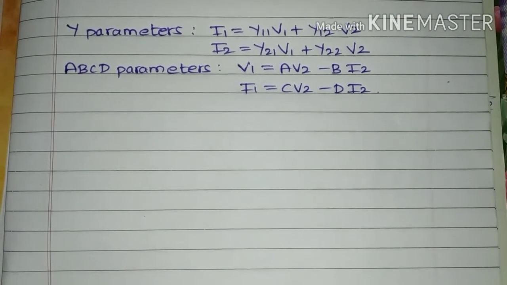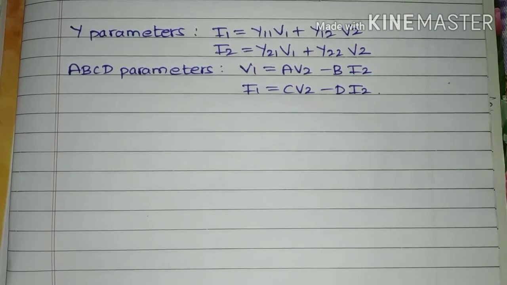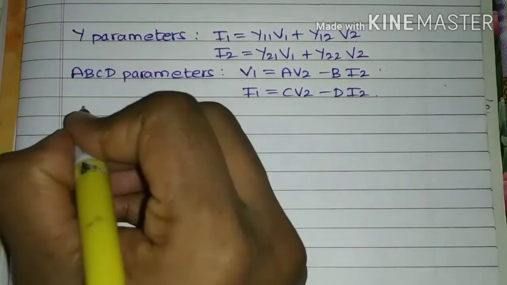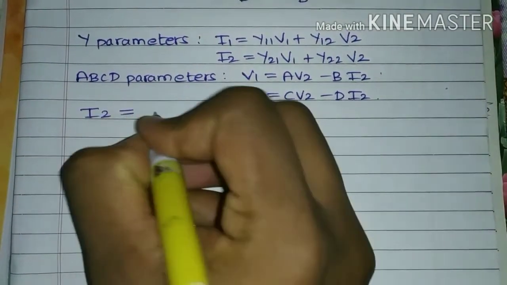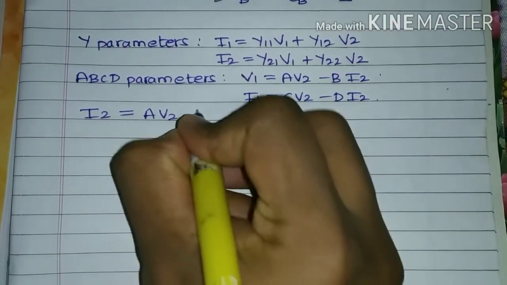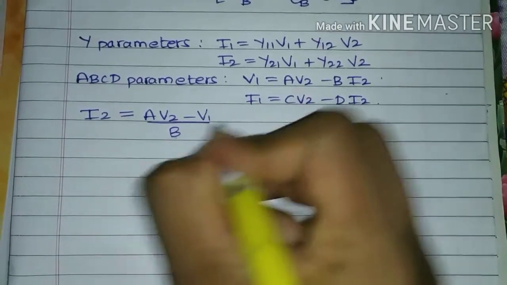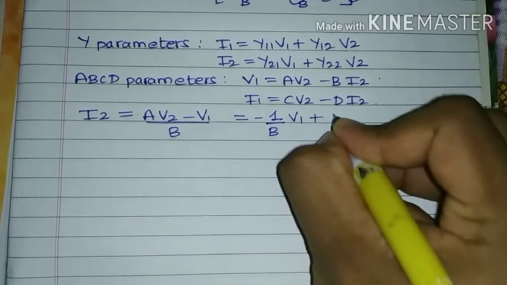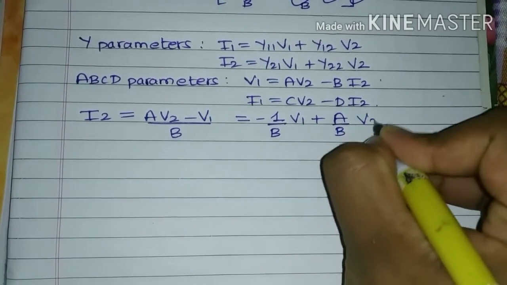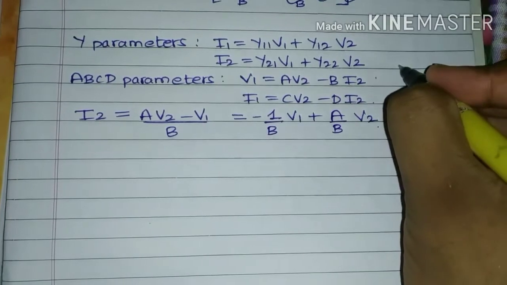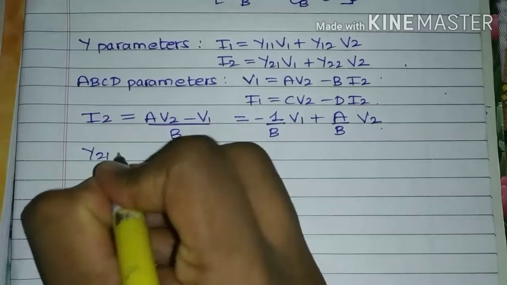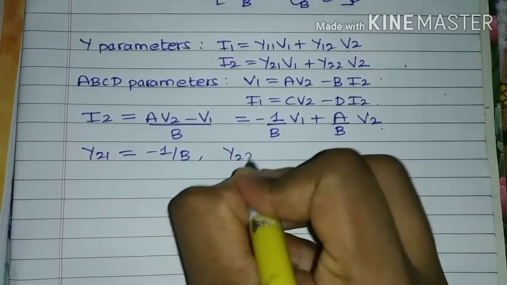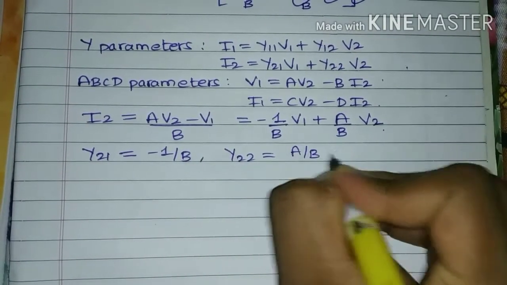These are the equations for y parameters as well as ABCD parameters. Now let's simplify this equation to get the equation of I2. So I2 will be equal to (AV2 minus V1) divided by B, which is equal to minus 1 upon B into V1 plus A upon B into V2. By comparing this equation with this equation, we can write that Y21 will be equal to minus 1 upon B and Y22 will be equal to A upon B.